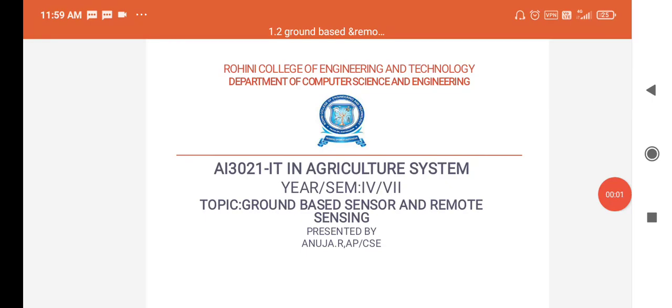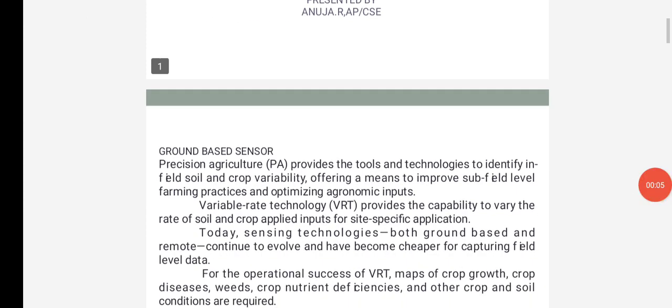The topic is ground-based sensor and remote sensing, presented by Anuja APCSC.